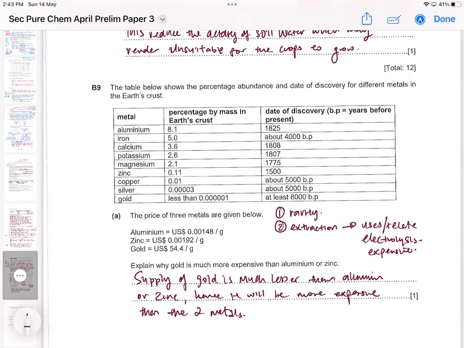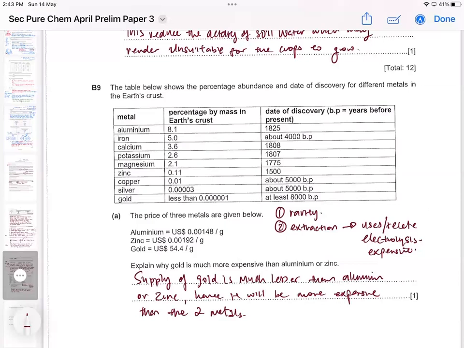Things that are more abundant should be easier to find. But instead, gold that is not so abundant, silver that's not so abundant compared to aluminum, were discovered at least 6,000, 7,000 to 10,000 years earlier than zinc. Oh, okay, actually not that much. 3,000 plus years earlier than zinc for silver, and about 6,000 years earlier for gold.